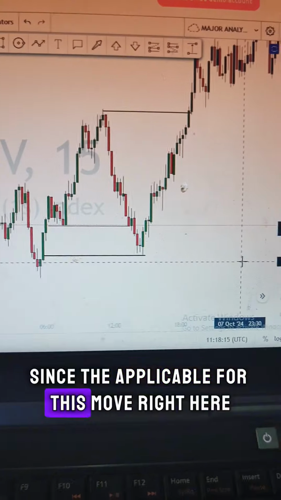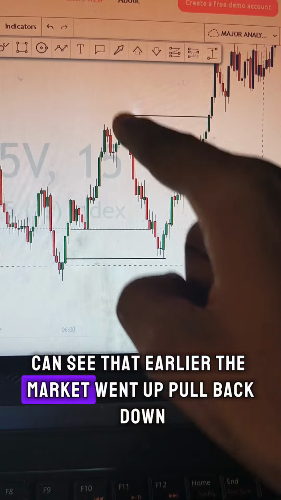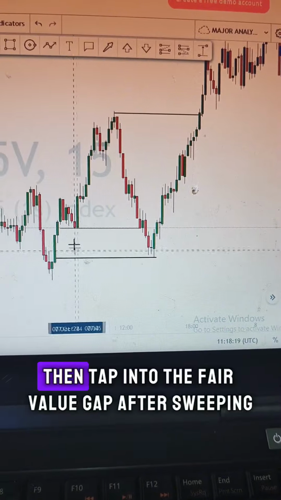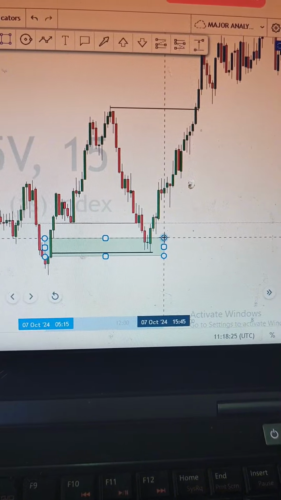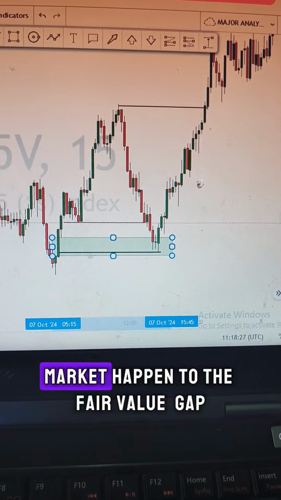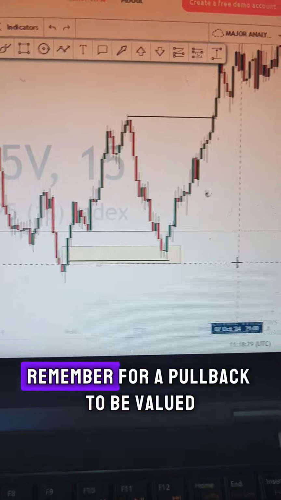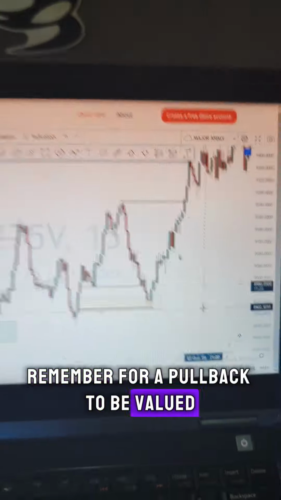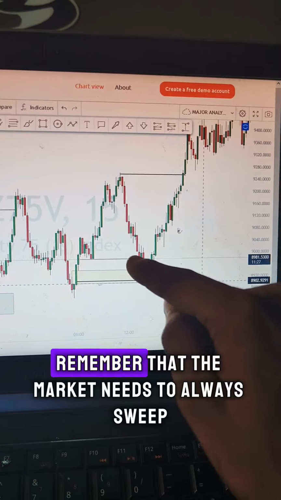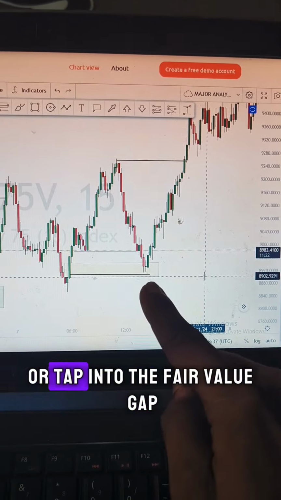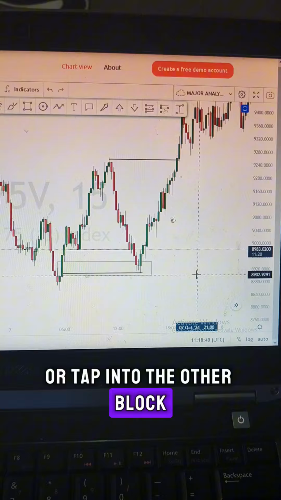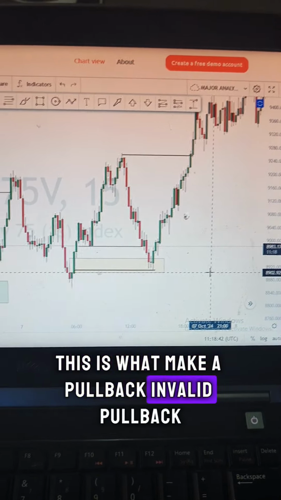Same thing applicable for this move right here. You can see right there the market went up, pulled back down, then tapped into the fair value gap after sweeping the inducement. This is the fair value gap right here. Market tapped into the fair value gap after sweeping the inducement. Remember, for a pullback to be valid, or before you enter any pullback, the market needs to always sweep inducement or a level of liquidity or tap into the fair value gap or tap into the order block. This is what makes a pullback a valid pullback.